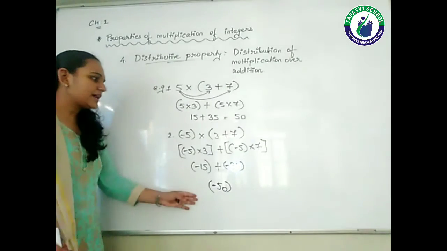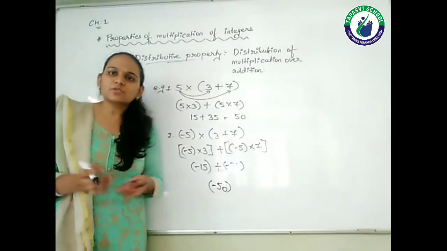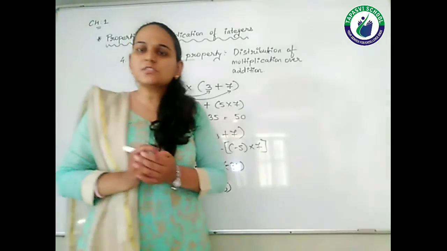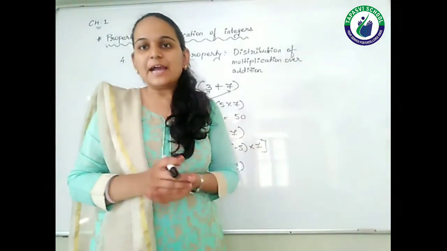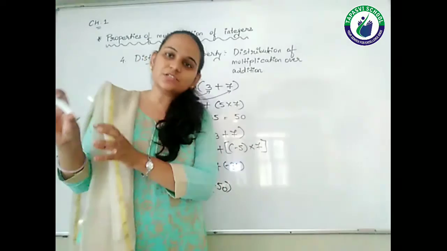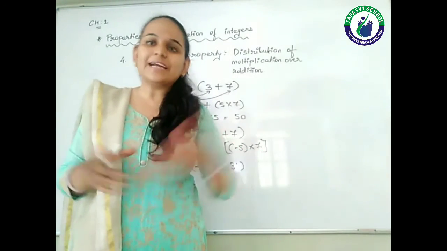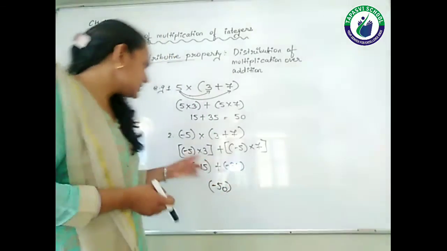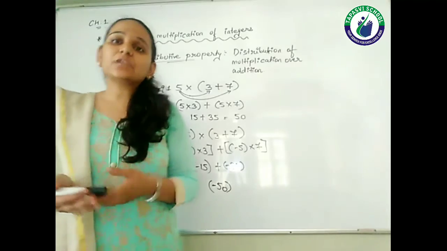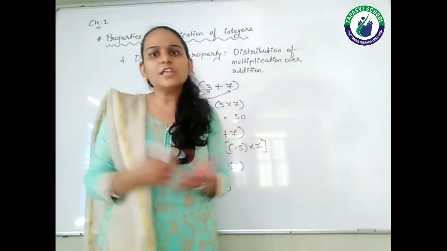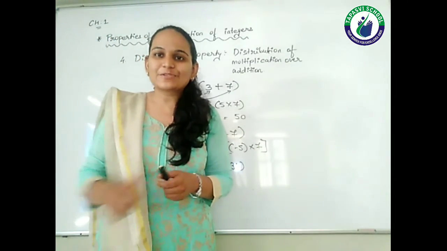You can see there is a difference in the answer also, but here we don't have to look at this, we just need to follow the distribution of multiplication over addition. That means the outside integer is there, you need to distribute it to the inside integers. You can work out, students, you can make all the integers negative, you can make 2 integers negative, 1 integer negative, all the combinations you can work out.